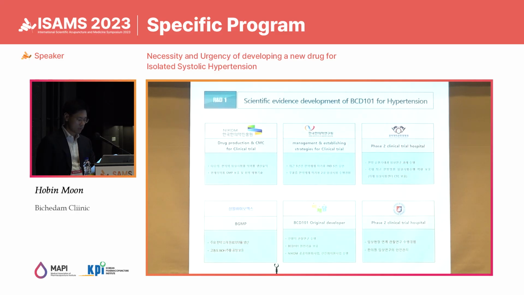NICOM is in charge of producing trial drugs and placebo for clinical trials and preparing CMC data. KIOM is in charge of strategy establishment, such as clinical trial protocols, and overall development management. Gyeongin University and Wongang University Hospital have been recruited as sites for phase 2 clinical trials.